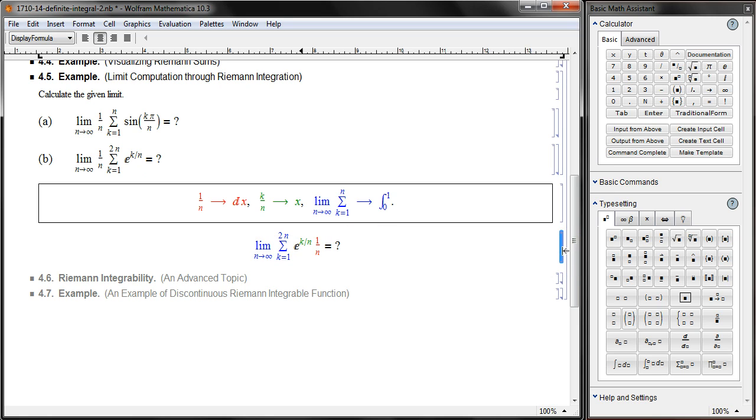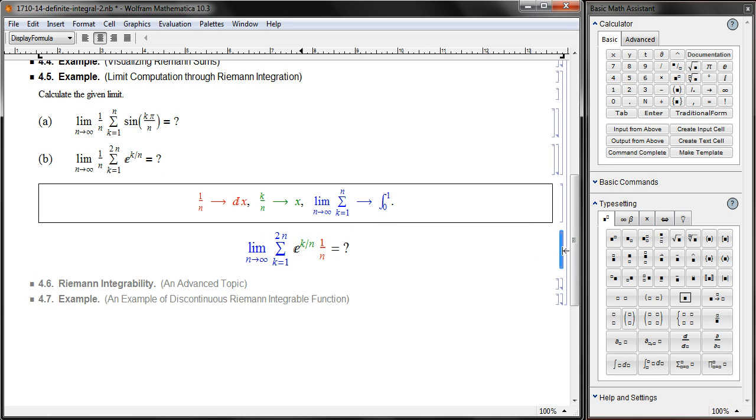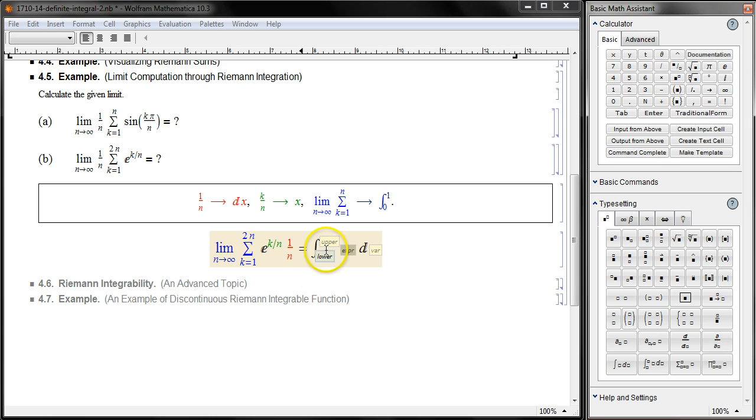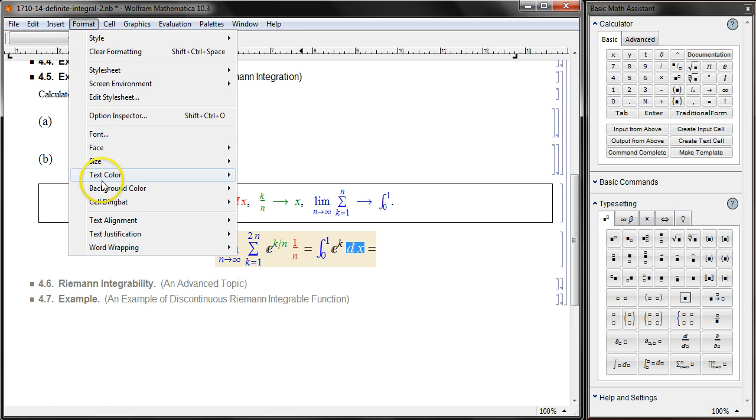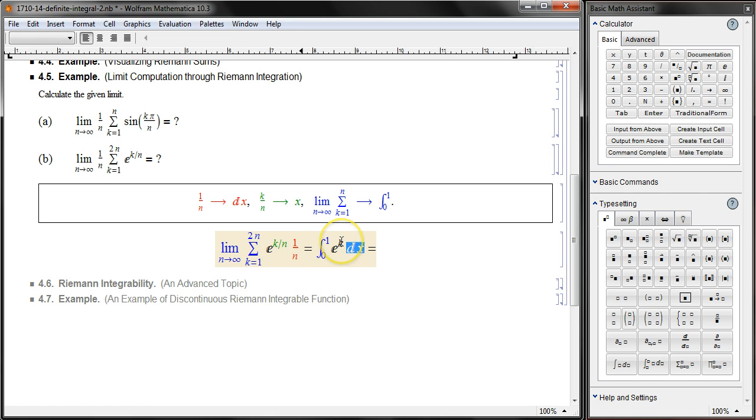Okay, maybe increasing font a little bit, you can see this thing better. Does it look good? Okay, let's rewrite this one in terms of integral. Goes like this. Definite integral 0 to 1, and then e to the x power dx, and let's see, this is the integral part, and then this is dx, and then this should be x, not k, and that should be green.